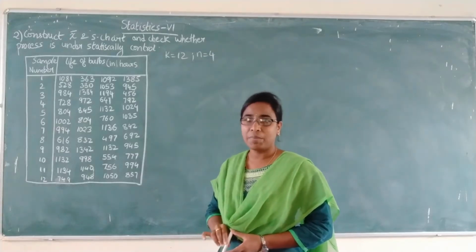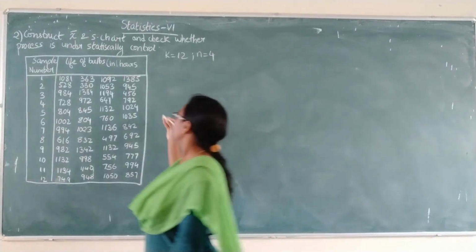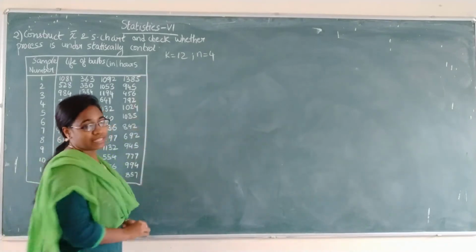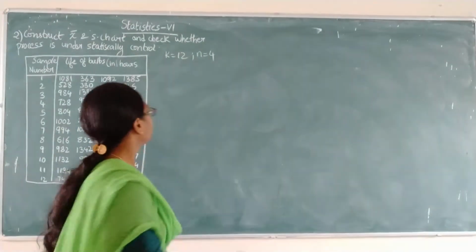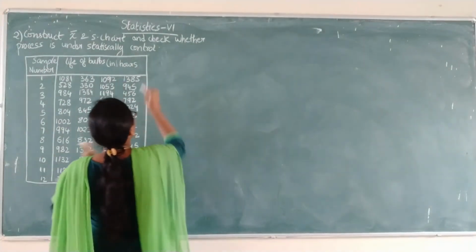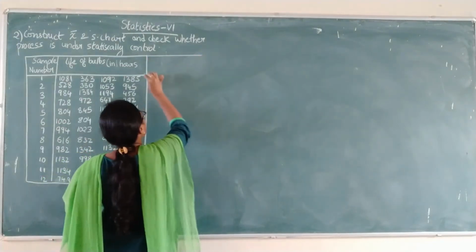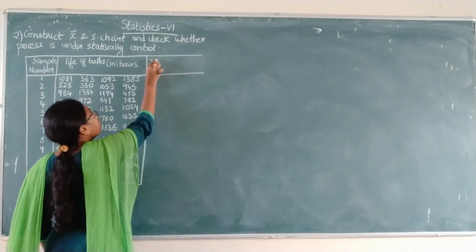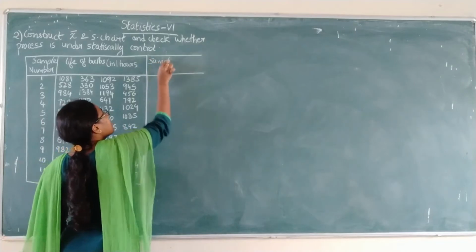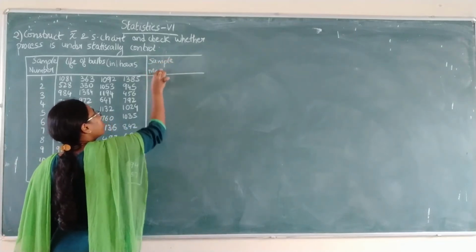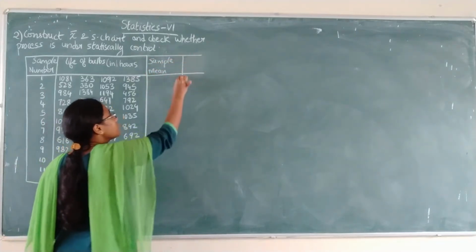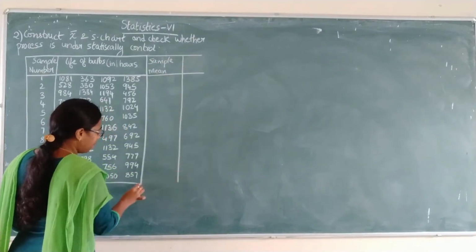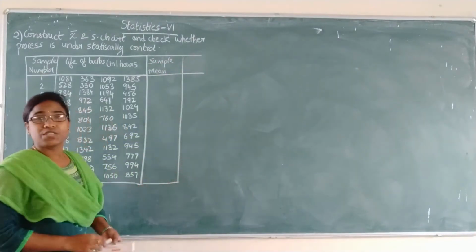So after getting K equals 12 and N equals 4, what do we have to calculate? First we want the sample mean, right? For the mean chart we have to calculate the sample mean. For the given 4 observations, we will find the sample mean. So that is for the mean chart.